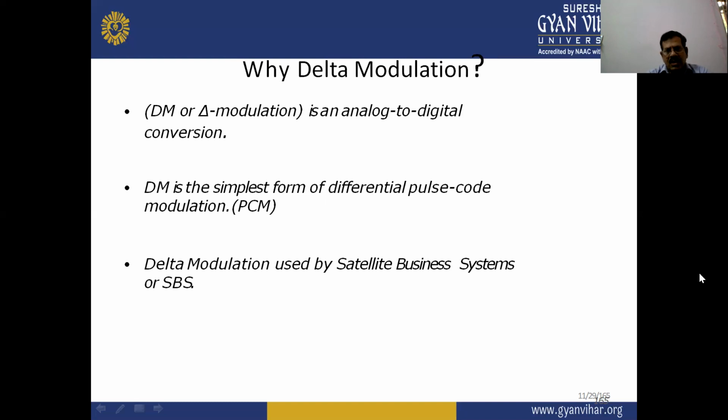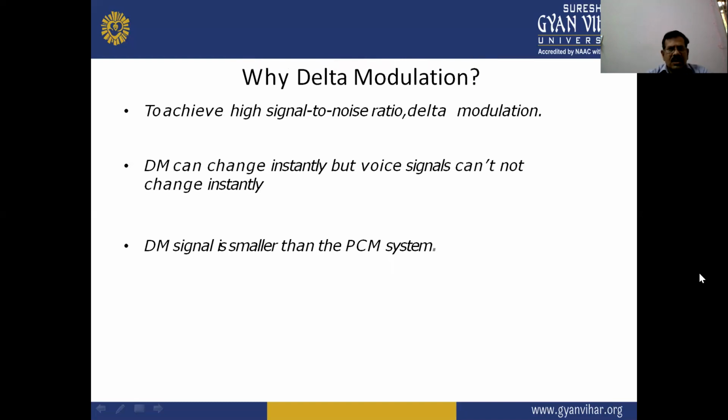So the need of delta modulation is to achieve a high signal to noise ratio. And delta modulation can change instantly, whereas voice signals cannot change instantly. So this is the most important feature of delta modulation. The delta modulation signal is smaller than in the PCM, pulse code modulation, system. So these are some features compared to other modulation techniques.